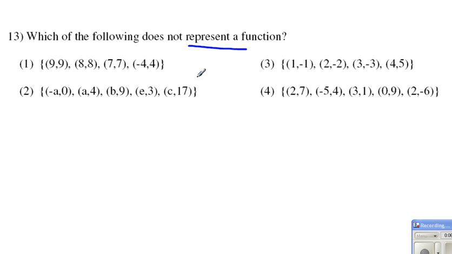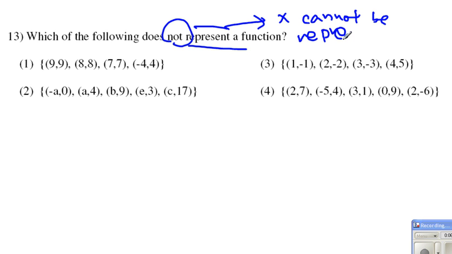Not a function means x cannot be repeated. So 9, 8, 7, negative. Okay, that's good. Okay. Now, oh wait a minute. This 2 has been used twice. So therefore, number 4 will not be a function.